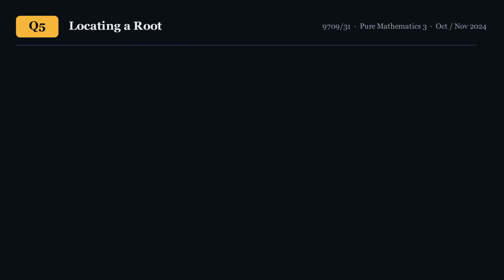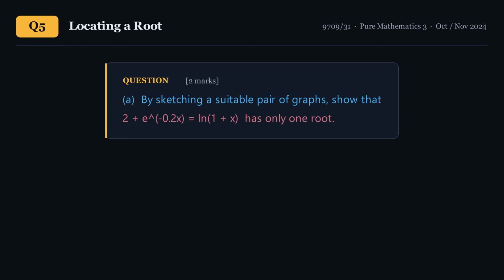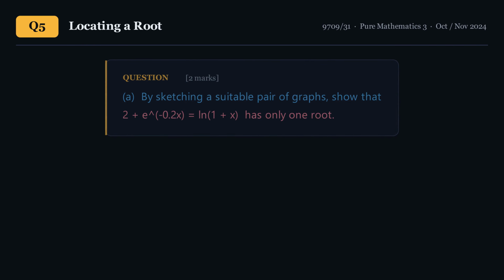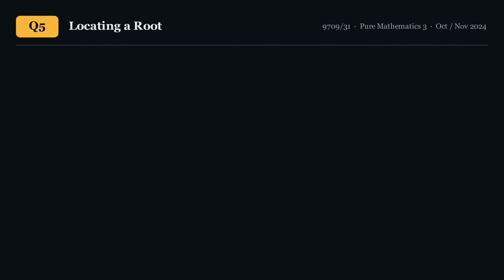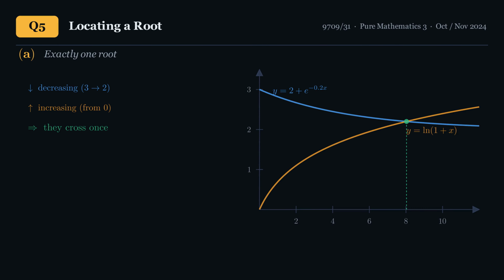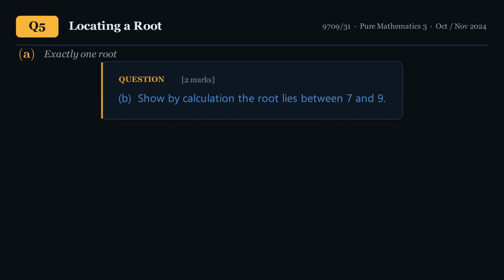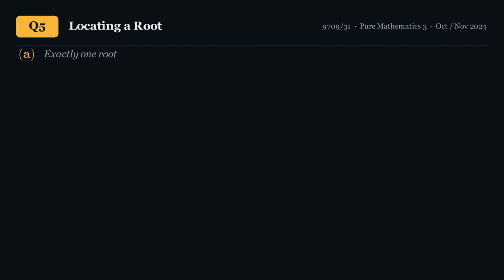Question 5. Locating a root. Part A. By sketching a suitable pair of graphs, show that 2 plus e to the power minus 0.2x equals natural log of 1 plus x has only one root. Now let's work through the solution step by step. Part B. Show by calculation that the root lies between 7 and 9. Now let's work through the solution step by step.